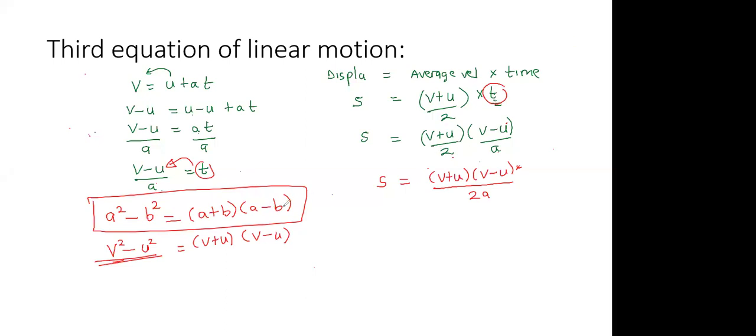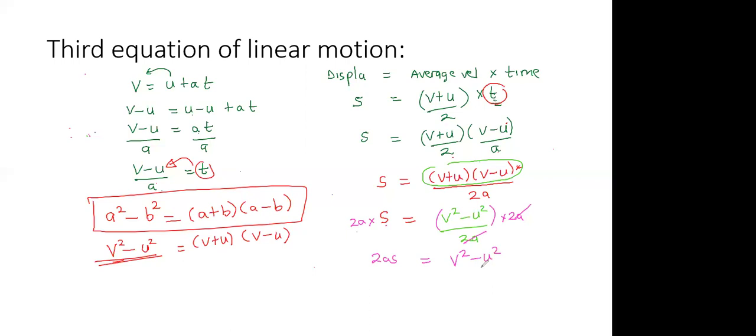Okay, good. So from this, we shall have S. The whole of this upper part here, we shall replace with V squared minus U squared over 2a. Now, to remove this 2a, I multiply by 2a. So this side, 2a times S, I'll have 2aS is equal to, this 2a cancels, V squared minus U squared.